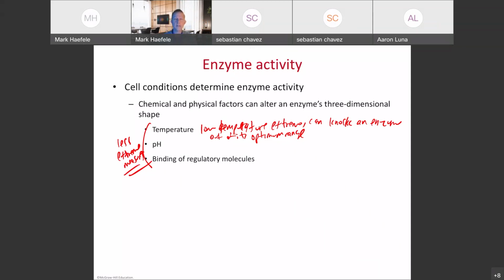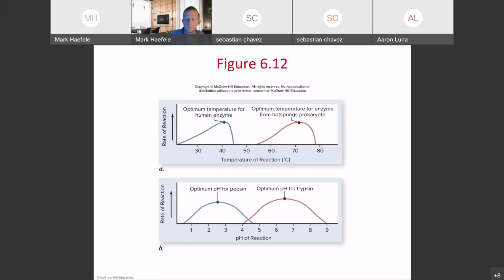Same thing is also true here. Don't have to kill a protein to make it unproductive. Just have to make it a little less optimal. Same thing with pH. Differences in pH basically can make your proteins non-optimal. And of course, another thing that we didn't talk about before is binding of regulatory molecules. So we can regulate activity of enzymes with regulatory molecules as well. Here's kind of what it looks like.